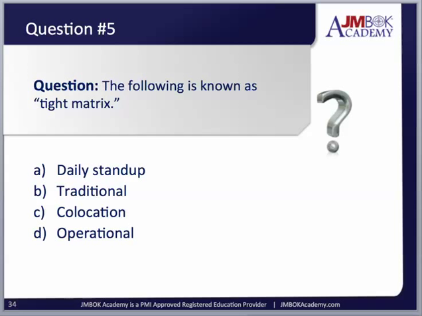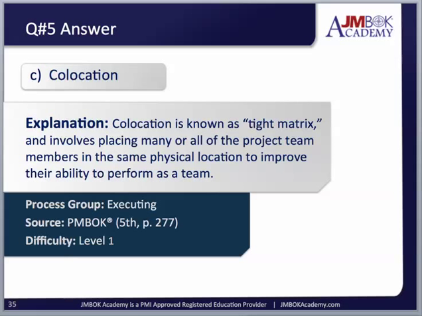Question number 5. The following is known as tight matrix. Okay, this is a tricky one, really. A, daily stand-up, B, traditional, C, co-location, or D, operational. So what does tight matrix mean? You really have to think through this one a little bit. Well, the answer is C, co-location.